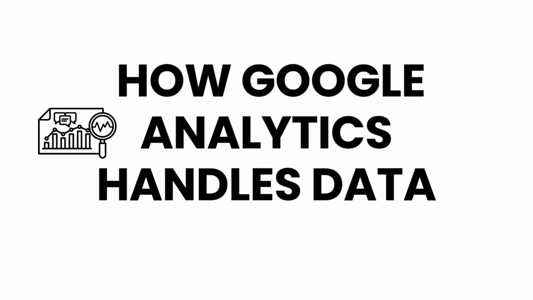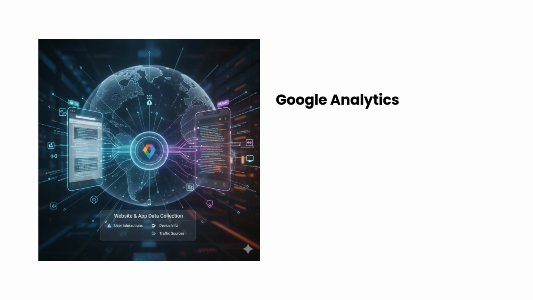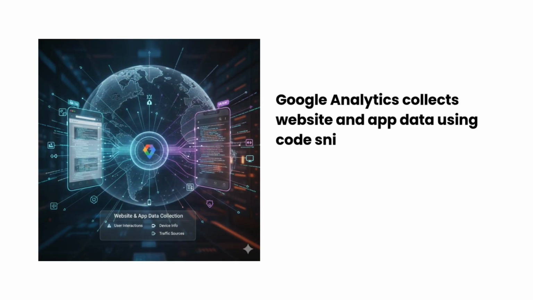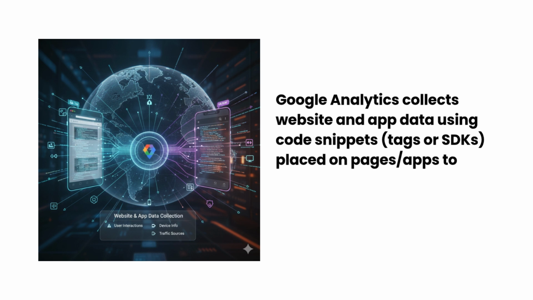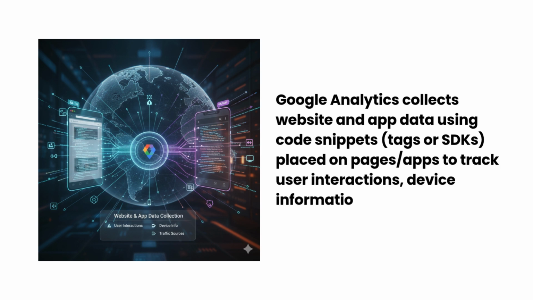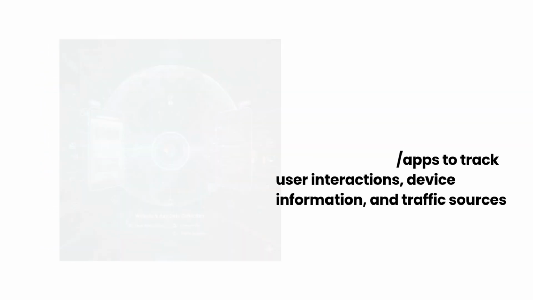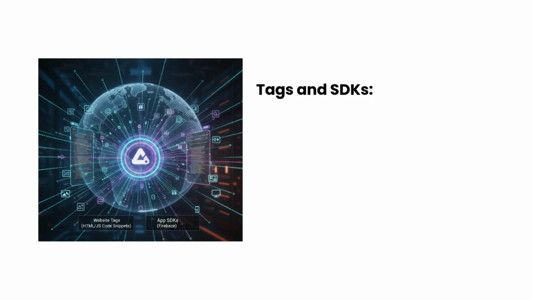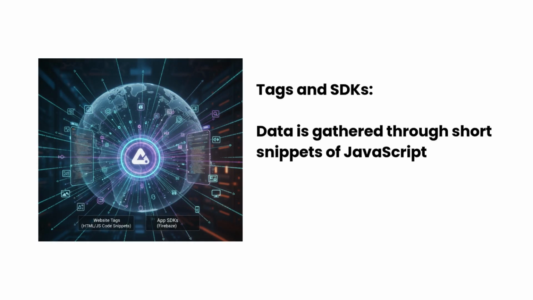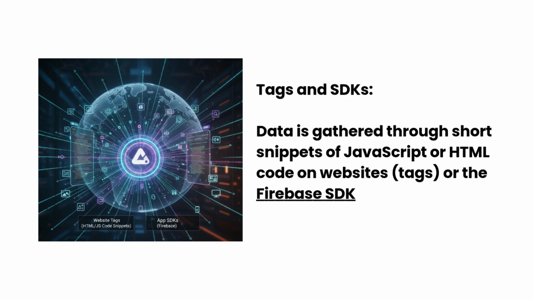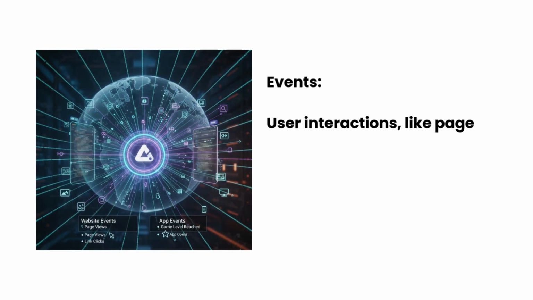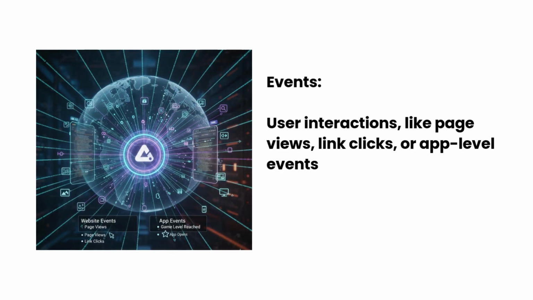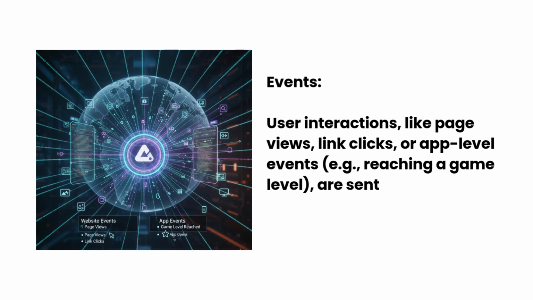How Google Analytics handles data. Google Analytics collects website and app data using code snippets, tags, or SDKs placed on pages and apps to track user interactions, device information, and traffic sources. One: data collection. Data is gathered through short snippets of JavaScript or HTML code on websites, tags, or the Firebase SDK in apps. Events: user interactions like page views, link clicks, or app-level events, for example reaching a game level, are sent to Google Analytics as events.